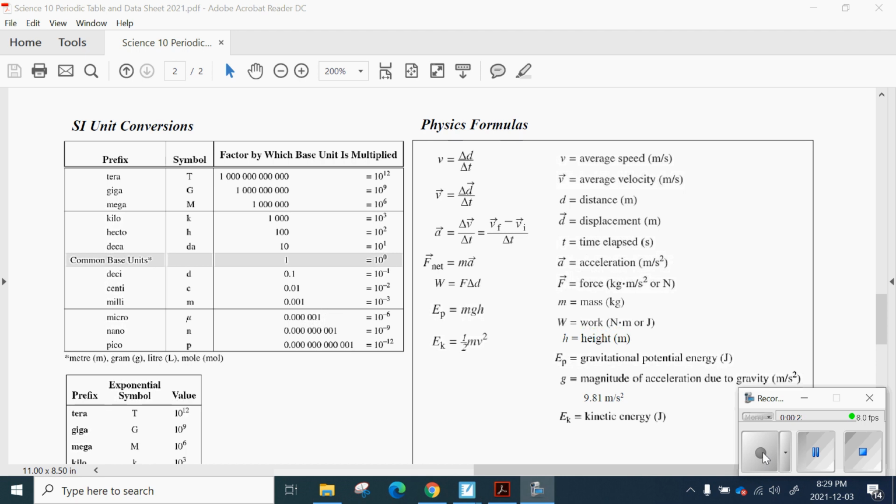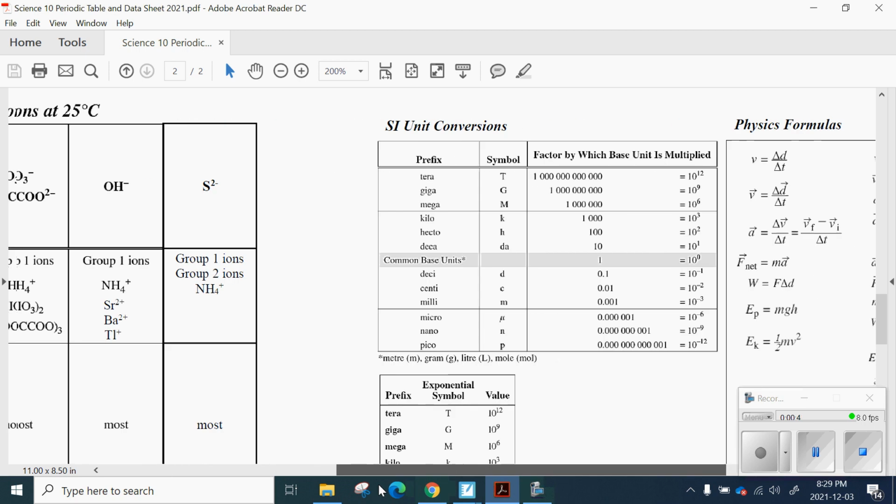So we're taking a look at, of course, the data booklet here. Once again, we're going to need these equations here for potential energy and kinetic energy. Potential mgh, kinetic 1/2 mv squared. We'll be using those for our energy conversions.